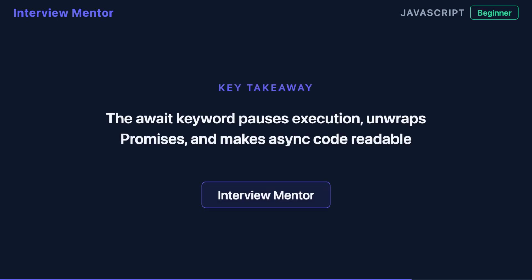Remember, await pauses execution until a promise resolves, must live inside async functions, and unwraps values so your async code reads like sync code. Master this, and you'll write cleaner JavaScript.